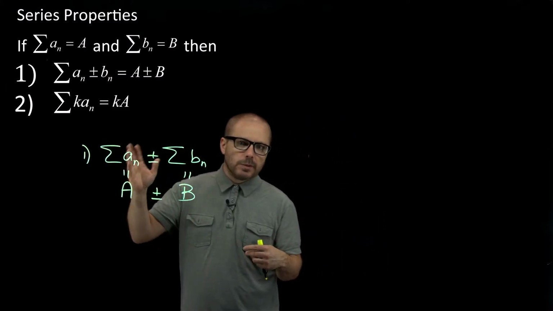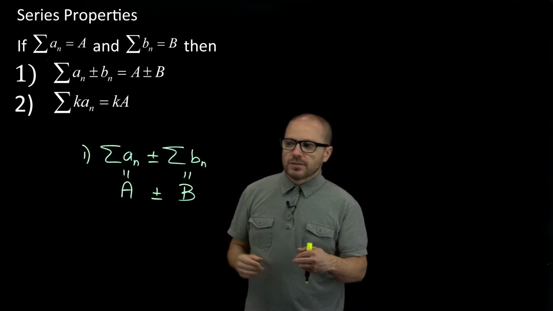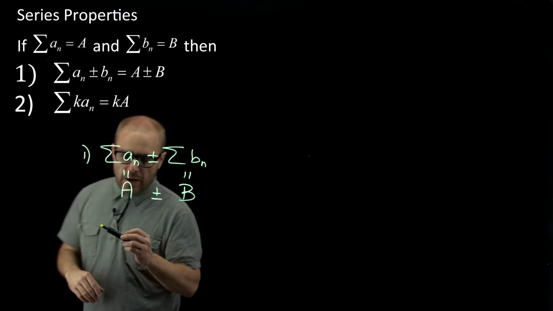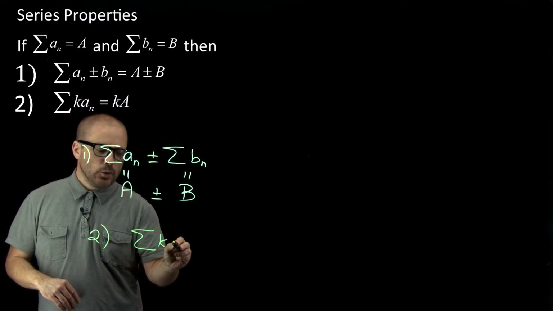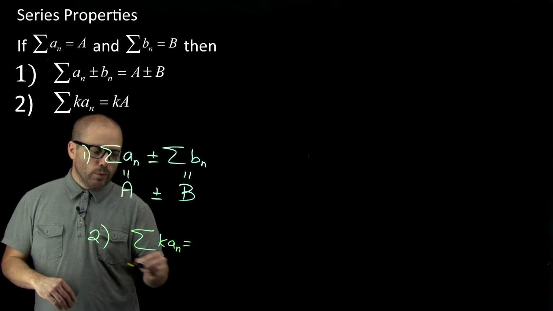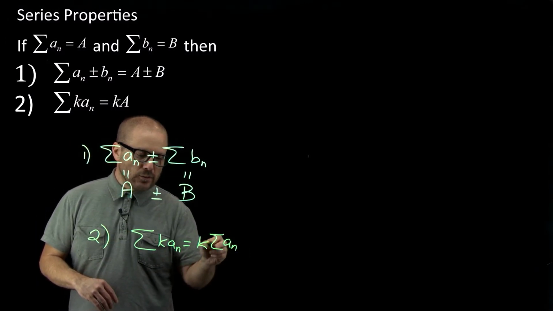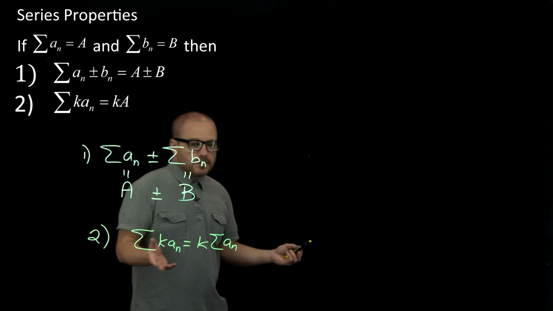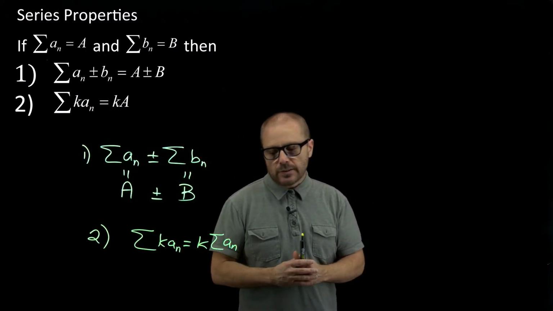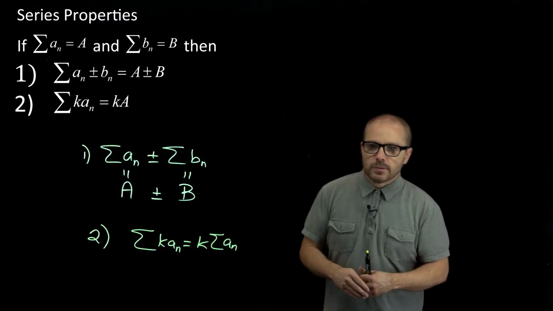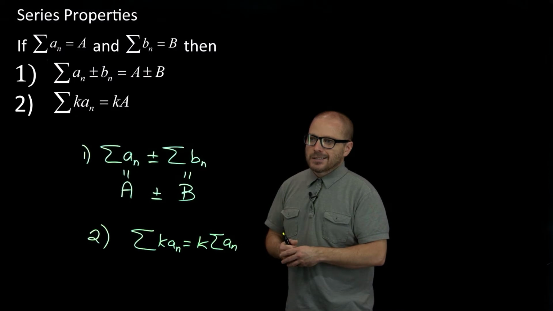And then the second one just says you can take a constant out, right? If each term is multiplied by some k, then the overall sum is just k times the overall sum of the original. Again, another way to think of that is it's saying that you could bring that k out. We already know that's true for finite sums, right? If you've got a common factor, you can take the common factor out of the sum. Well, it's also true for infinite sums as well. So both those things are nice.